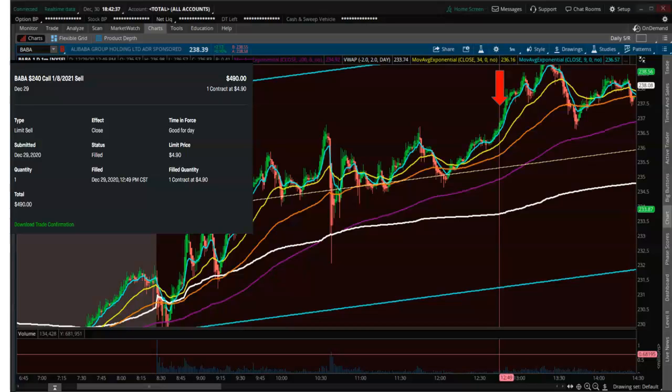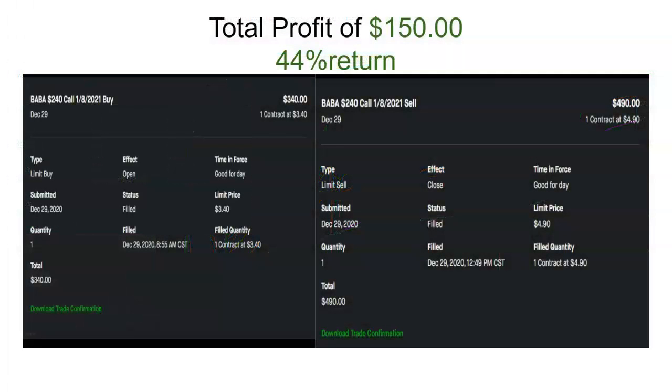So right here at this red arrow at 12:49, I decided to take my profit, and I closed out that contract at $4.90 or $490. So this total trade made me $150 today. It was a 44% return, which is really good for just 4 hours of trading during the day.